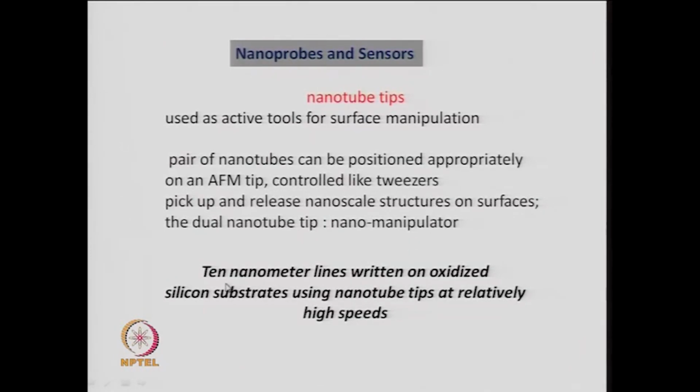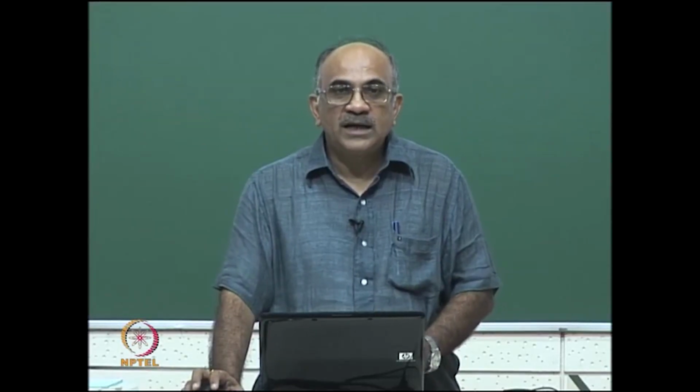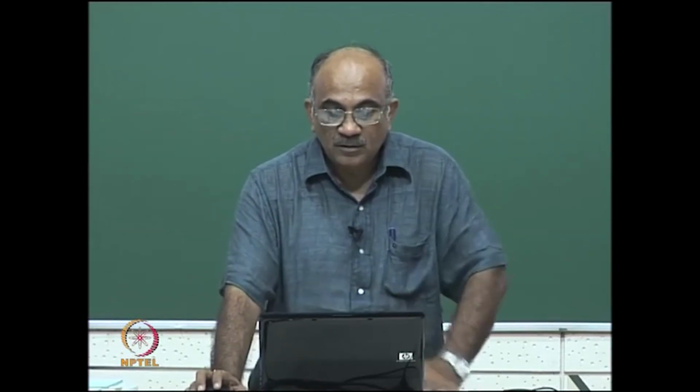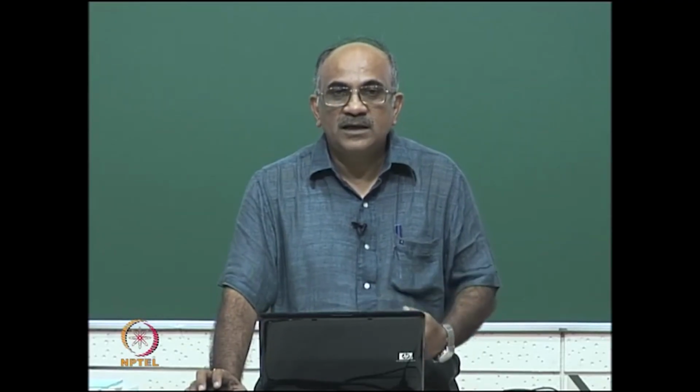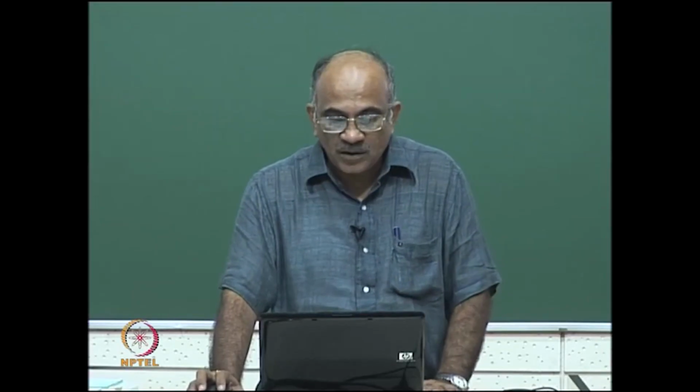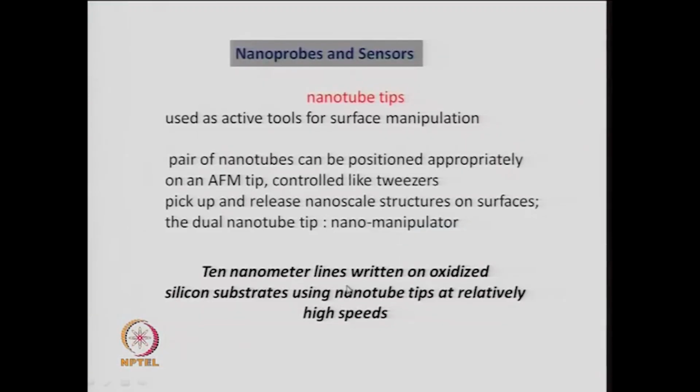For example, people have shown that you can write 10 nanometer lines, that means one line with a thickness of 10 nanometers can be drawn or written on an oxidized silicon substrate using nanotube tips, and you can write it very fast. So, you can draw one line and then draw another line very quickly compared to any other technique known today based on carbon nanotubes. So, this is very exciting research which is going to bring about very fantastic technology, where you can draw fine lines. Now, why are these lines required?